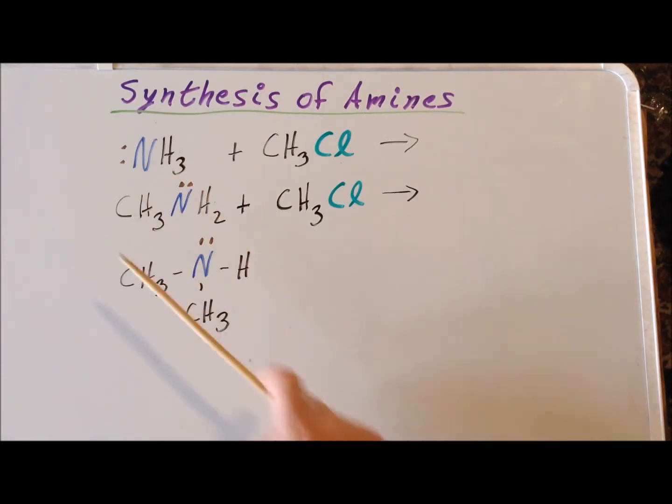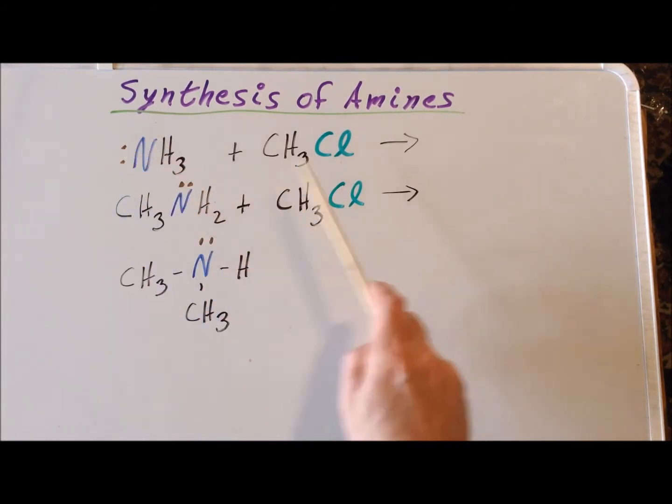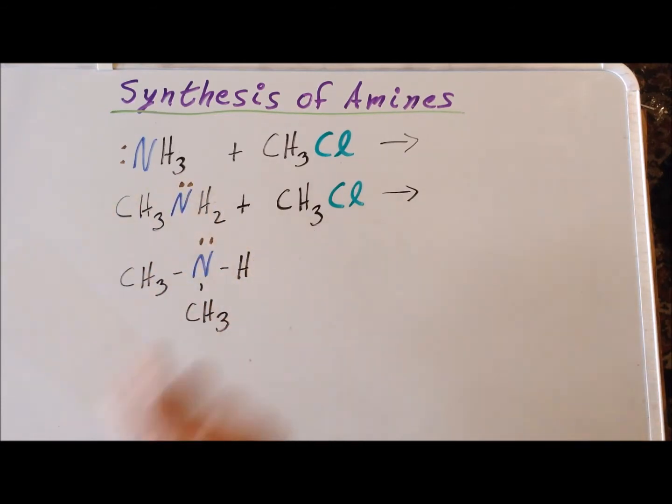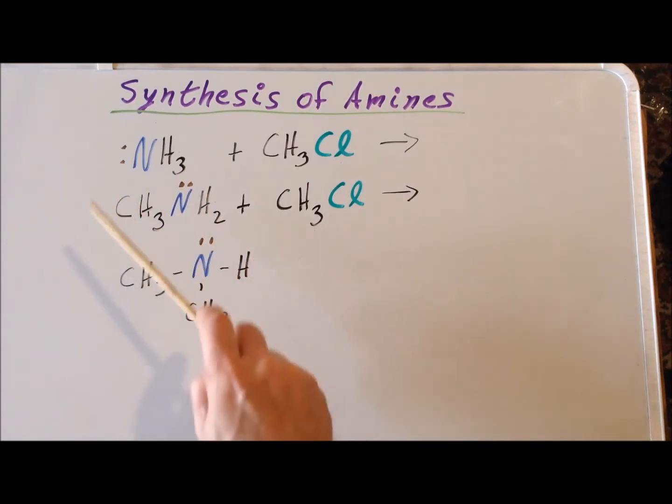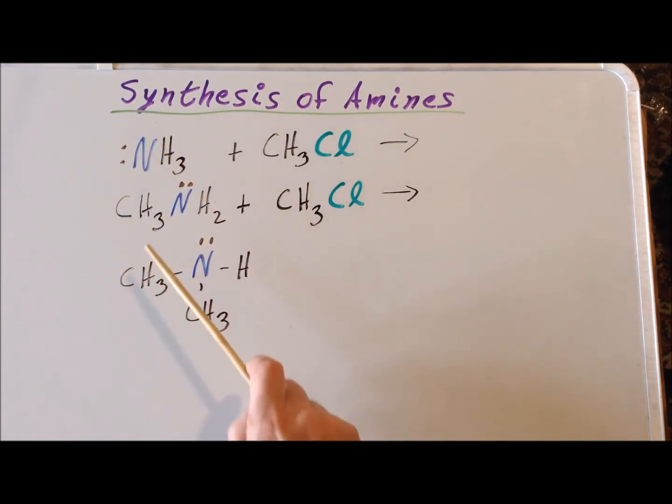So this is one of the interesting challenges in the synthesis of amines, is that if we start with ammonia, one of the intermediate products, methylamine, is actually even better nucleophile than ammonia is. So it's going to react with the chloromethane substrate to form dimethylamine.